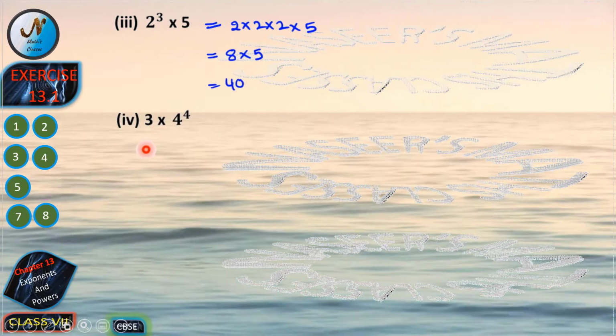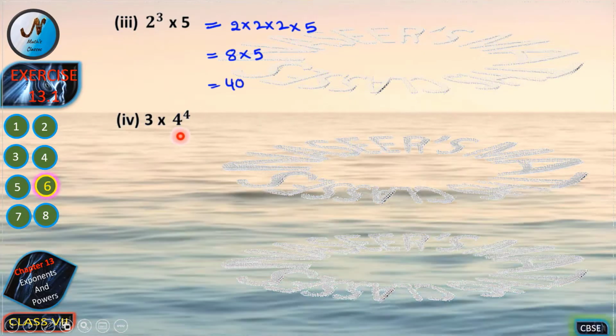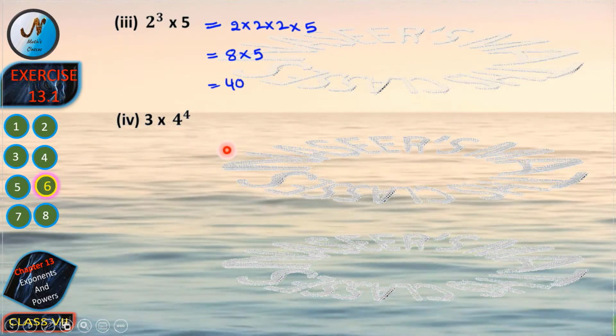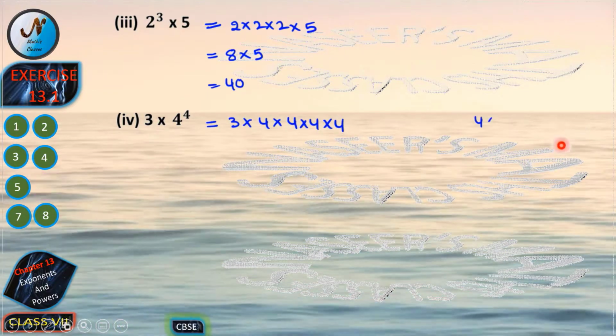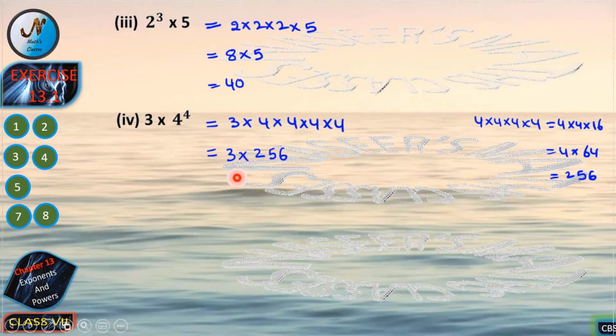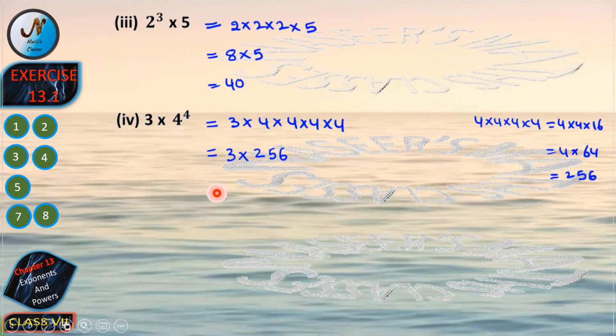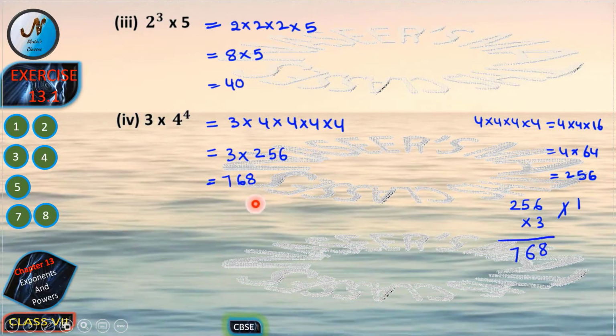Next, fourth one 3 into 4 power 4. 3 is only 1 time and 4 power 4 means 4 is 4 times multiplied. So it can be written as 3 into 4 multiplied 4 times, which is equal to 256. So 3 into 256, we get 768. So 3 into 4 power 4 is written as 768.